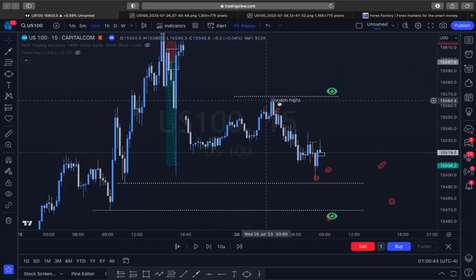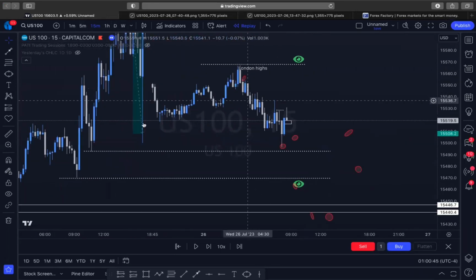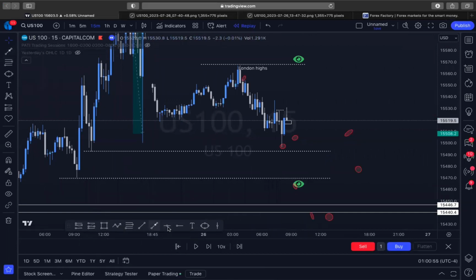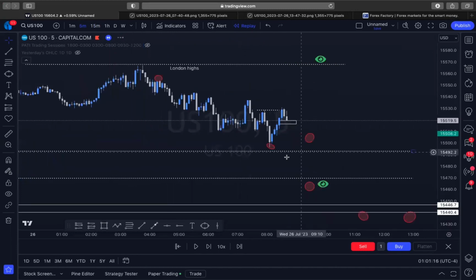I had marked up my London highs here and marked up my lows here. I initially had this area marked up here, something like this. I had this marked up right here just to see what we have already taken out and follow price a little bit. So we did take all that out. We took these out right here as well. So let's go down to the 5 minute and dissect it a little bit more.